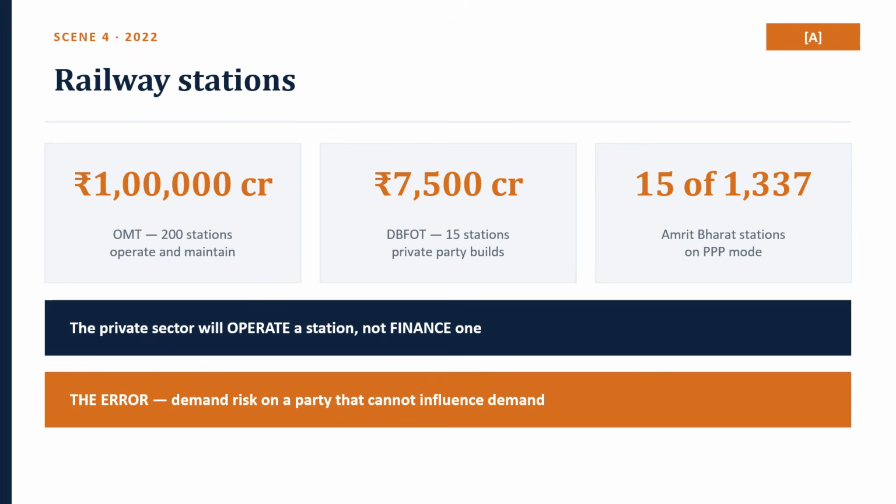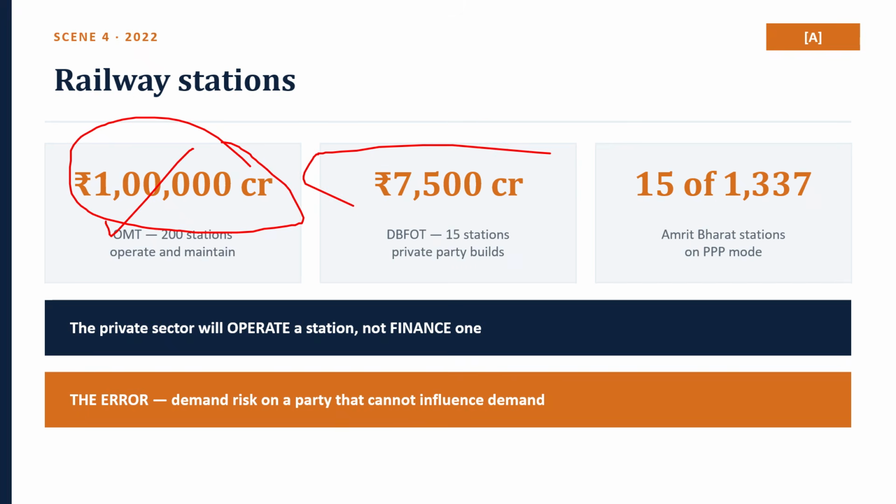Private money builds. Now the numbers here from the NMP, the National Monetization Pipeline 2.0. Station estate: 1 lakh crore on OMT across 200 stations. Station development: 7,500 crore on DBFOT across 15 stations. Other land assets: 43,800 crore in PPP quarters and commercial development.